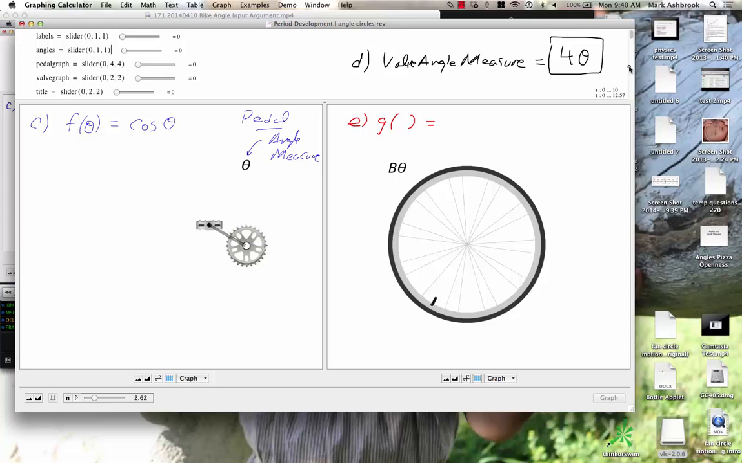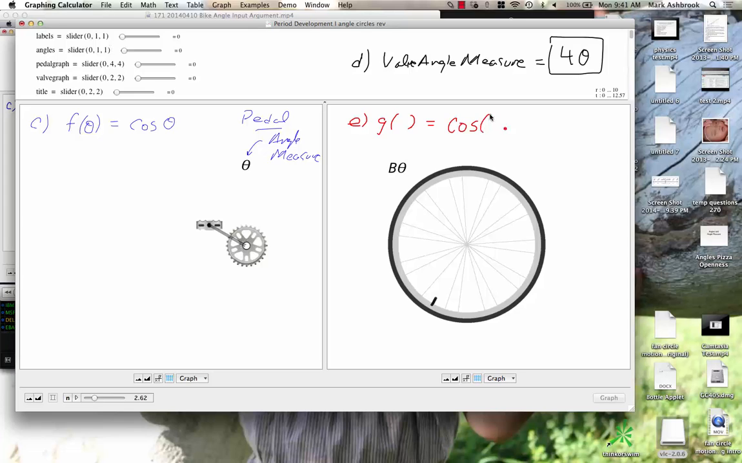Okay, so now that we want to talk about the tire valve, what's the output of the function g that they define in E? What are we talking about there? Riley, what do they say is the output of the function g? The horizontal distance of the valve from the vertical diameter. So in general, what are we going to use to build this function g if we want the horizontal distance of the valve? Cosine.